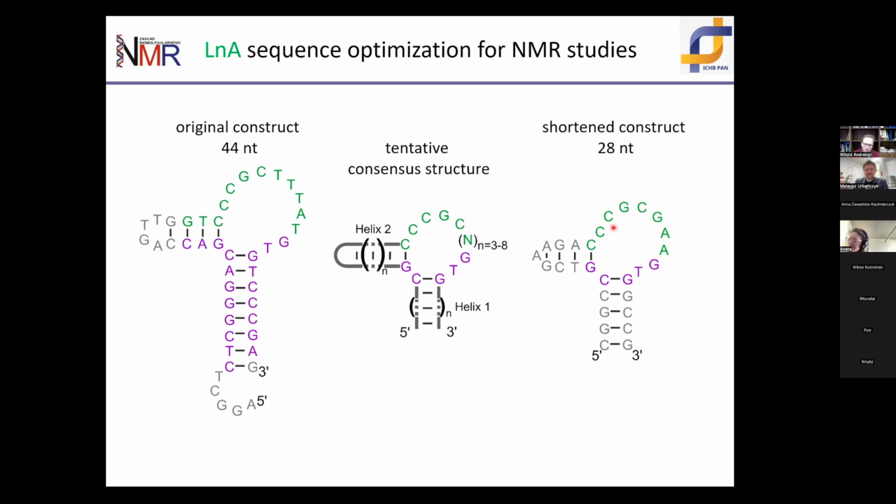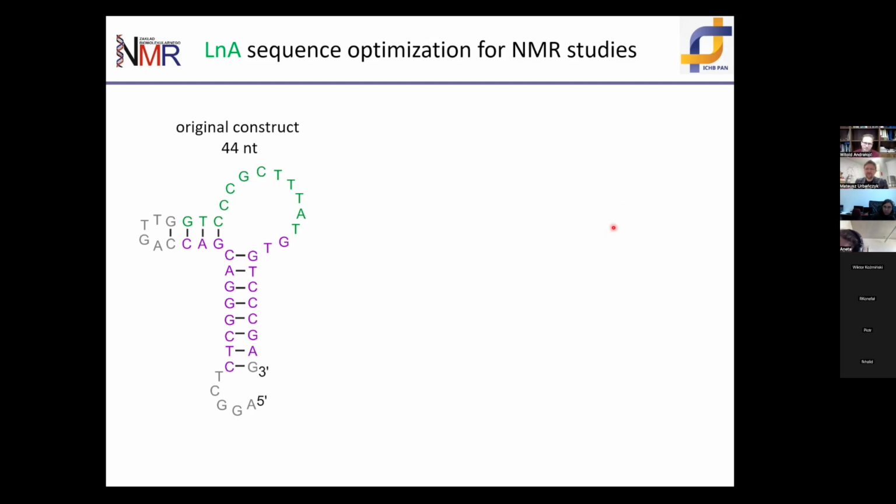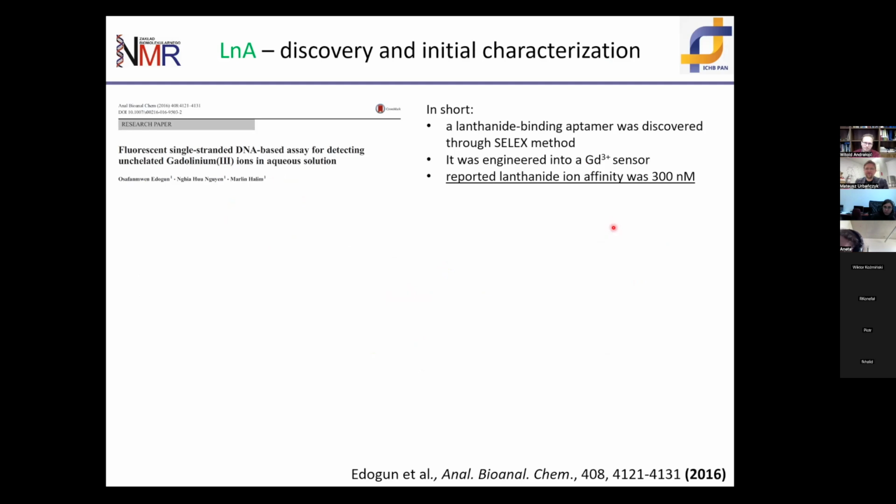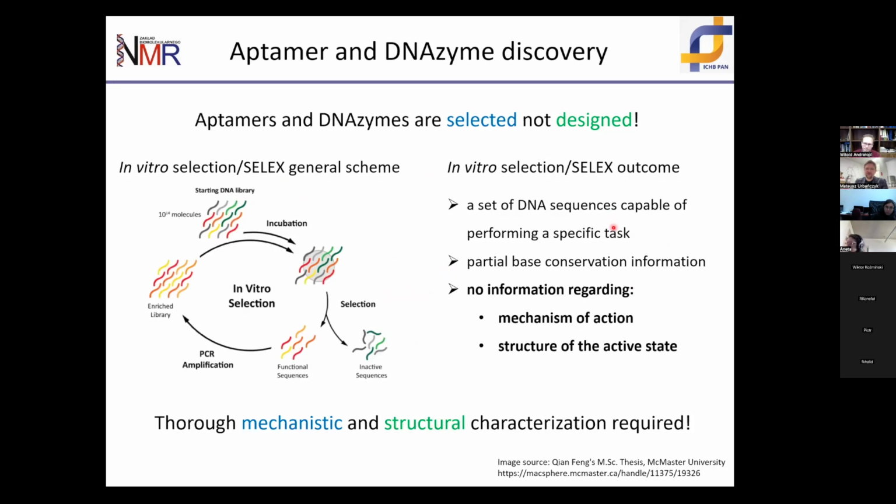Anyone else? If not, maybe I'll ask a very naive question. I was just curious about the SELEX method. Are there any attempts to replace it with some tools similar to AlphaFold, where you basically predict the sequence of your interest?